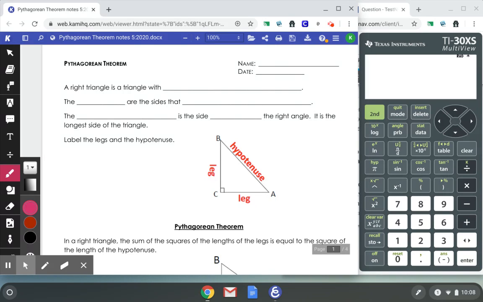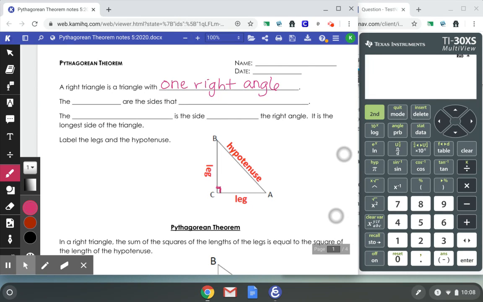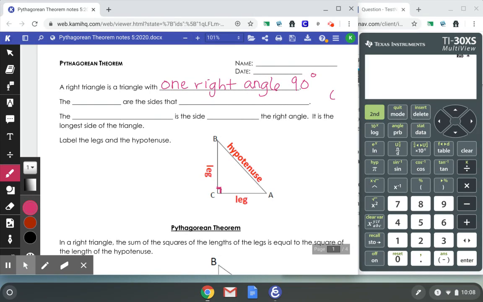All right, so remember, a right triangle is a triangle that has one right angle. So you will know that it has a right angle because it will often be labeled with this box in the corner, and that indicates a 90-degree angle or your right angle.